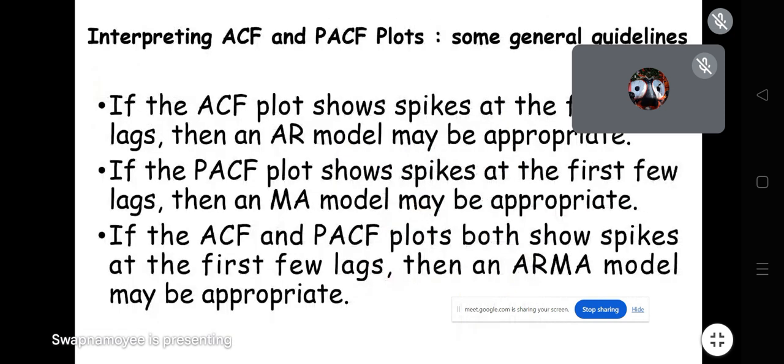So this is the interpretation. Remember, the ACF plot shows spikes at the first few lags, and the moving average is detected by your ACF lags. Well, let us move on.